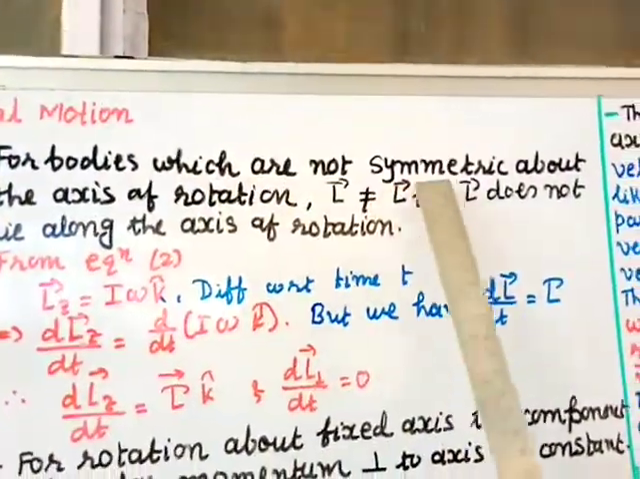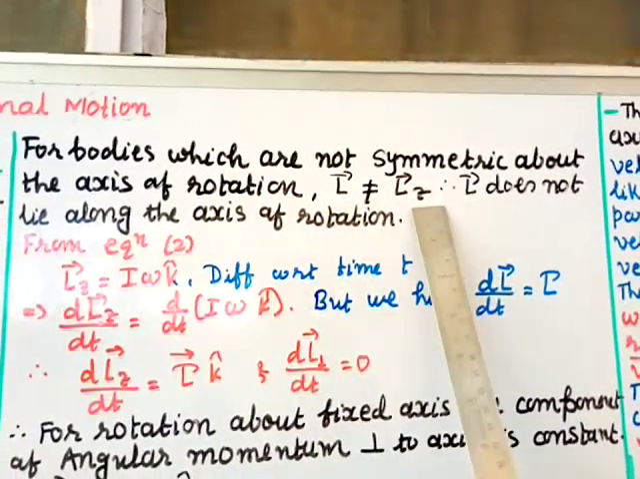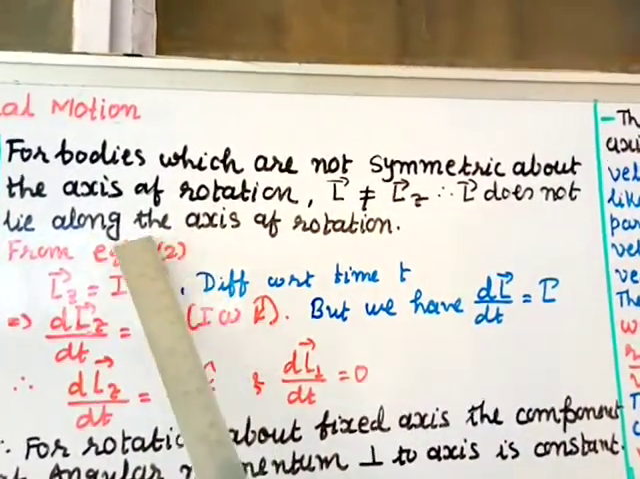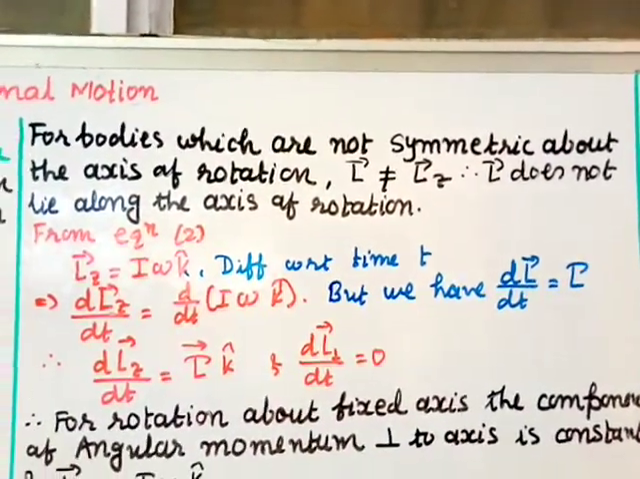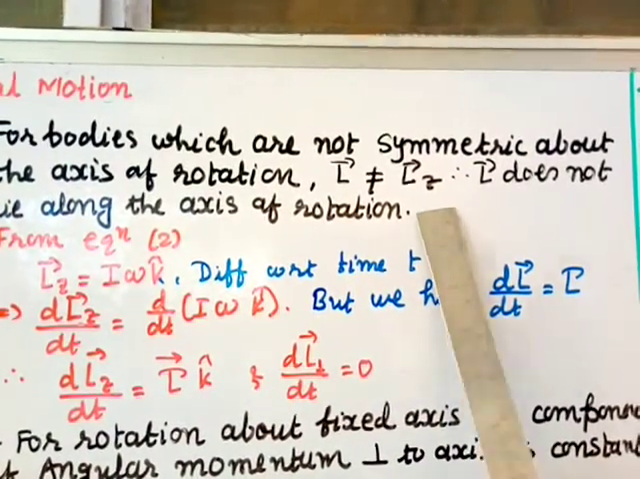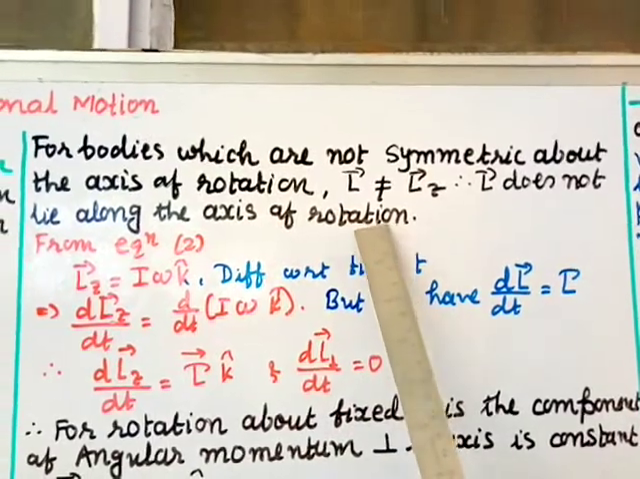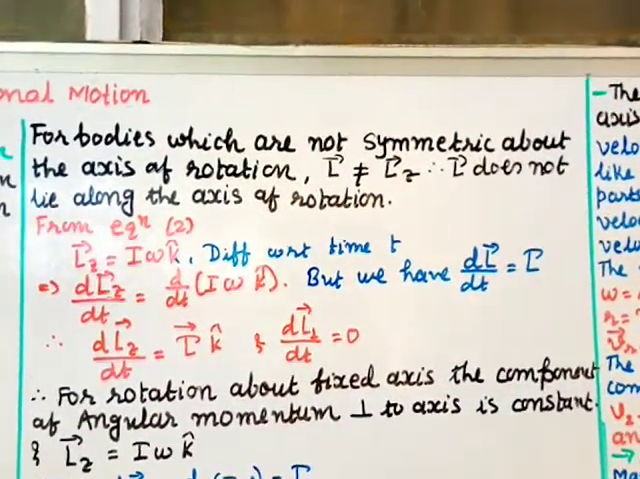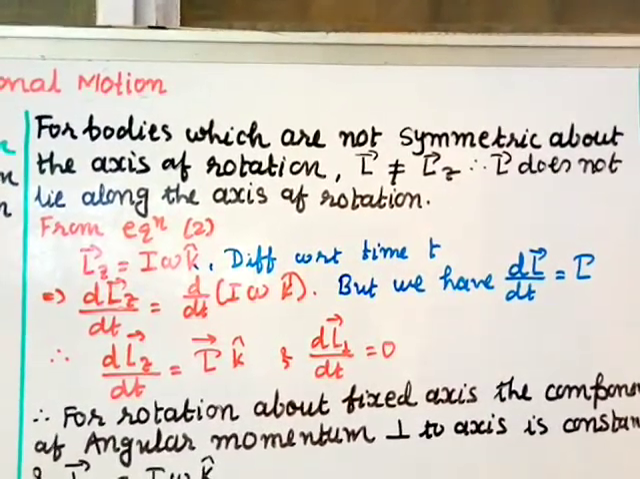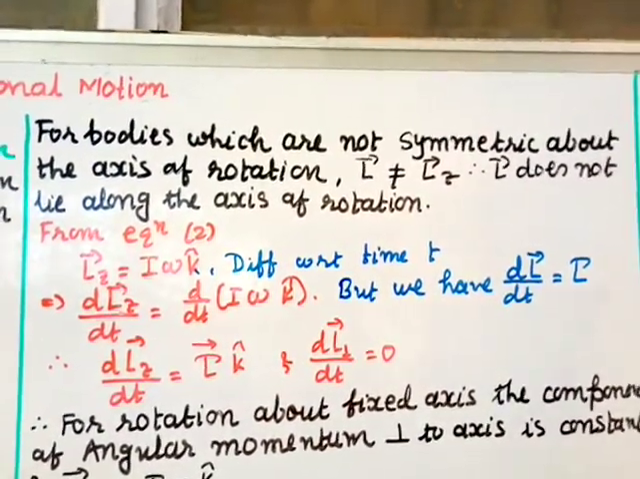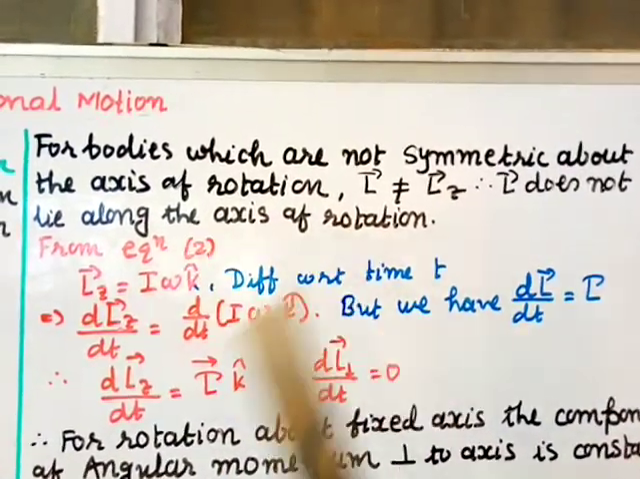For bodies which are not symmetric about the axis of rotation, L is not equal to Lz. Therefore, L does not lie along the axis of rotation. Now see, if it is not symmetric, then L is not equal to Lz, not along the axis of rotation. In the previous case, the symmetrical body, L is along Lz, along the axis, right? But if it is not a symmetric body, then L is not along the axis of rotation.